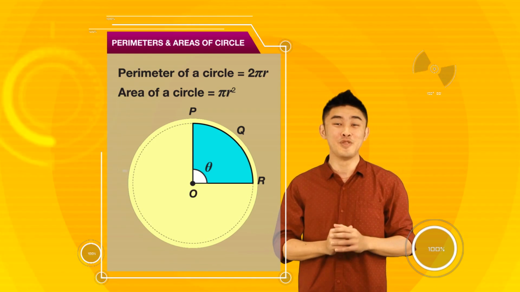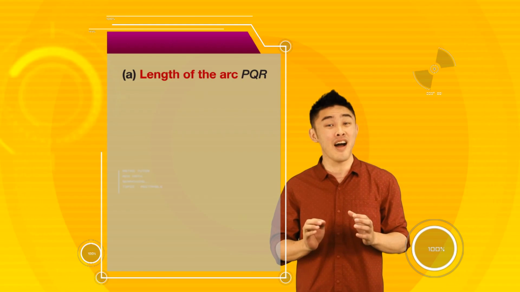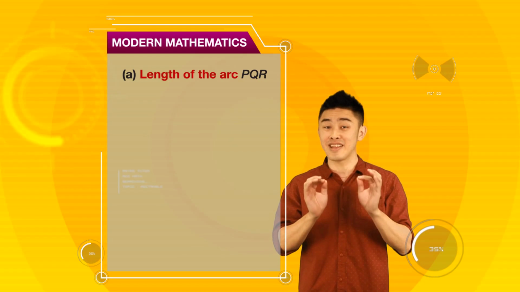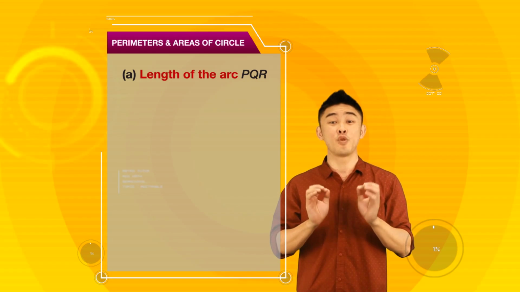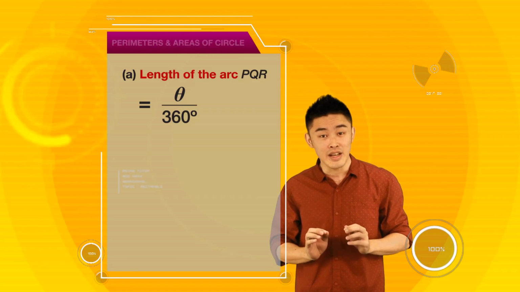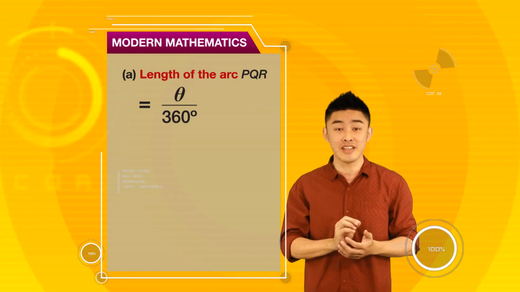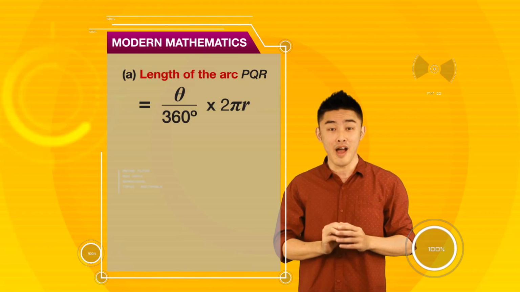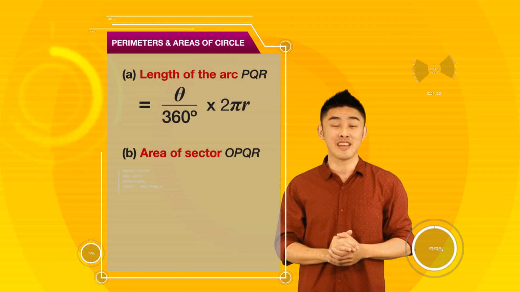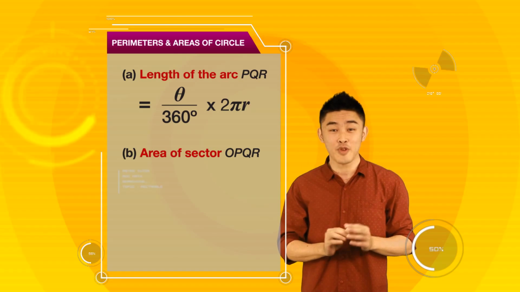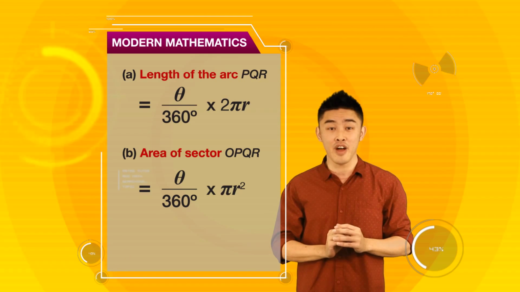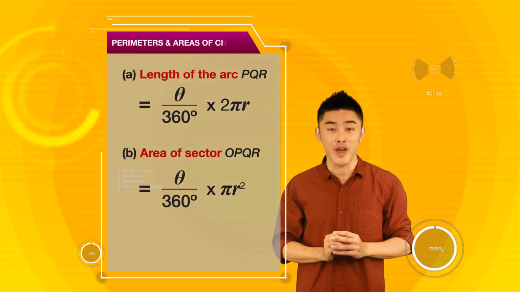Now, the next thing we need to know is how to calculate the length of arc of the sector OPQR, which is centered at O. That will be equivalent to theta, which is the angle subtended by the sector, over 360 degrees times 2 pi r, which is the circumference of the circle. And to find the area of the sector OPQR, we have to take the ratio of theta over 360 degrees times the area of the circle, which is pi r squared.